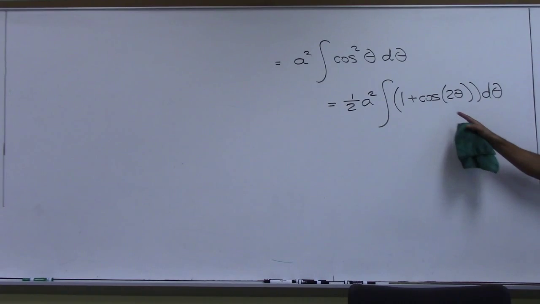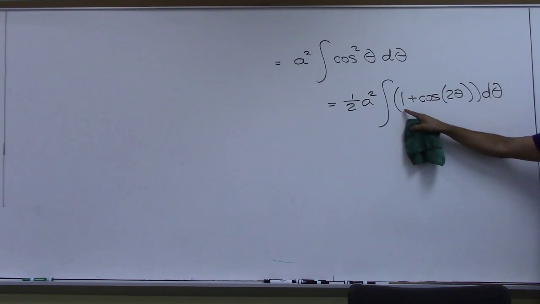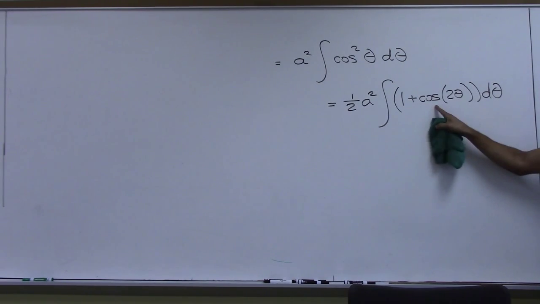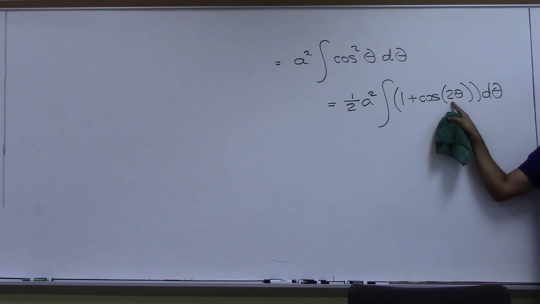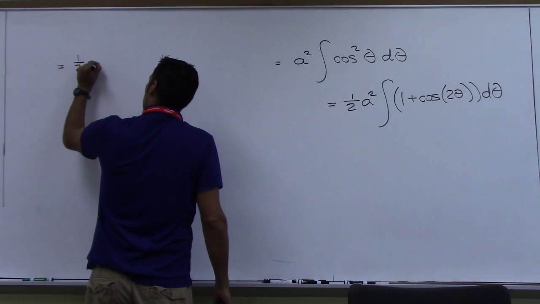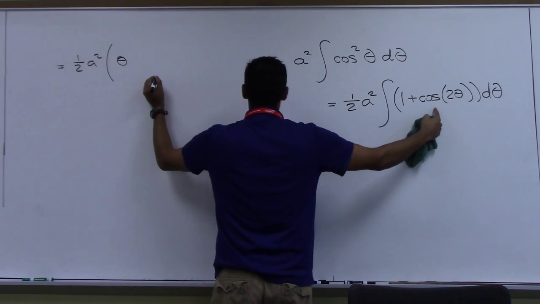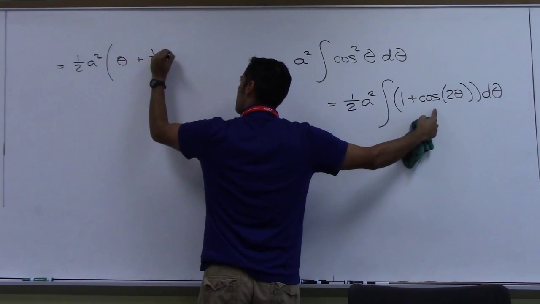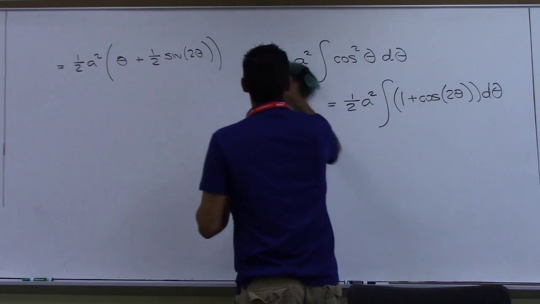All right, so here's where we are. We integrate each one of these. The antiderivative of 1 is theta, because theta is a variable. And then the antiderivative of cosine is sine, but we have a number in front, so we have to scale by it. So 1/2 sine 2 theta. So we had a 1/2 a squared on the outside. The antiderivative of 1 was theta. The antiderivative of cosine 2 theta is 1/2 sine 2 theta, and then plus c.